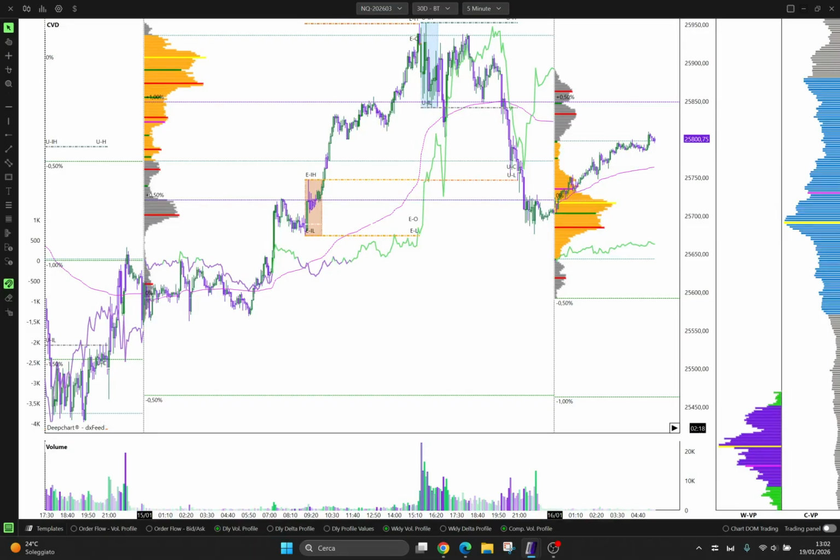Yeah, the projection point of the IVB is giving you the highest probability target. It's normal that it reaches the projection and then it goes back.